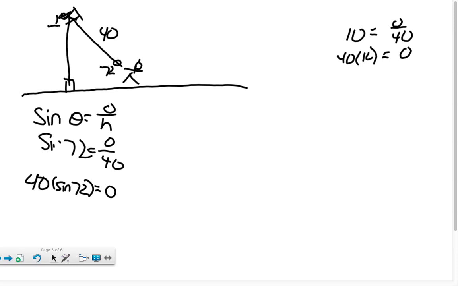Yes, Trey. I was just wondering, what if the number was on top and the variable was on the bottom? How do you solve that? Like if 40 was on top and O was on the bottom, how do you solve for that?